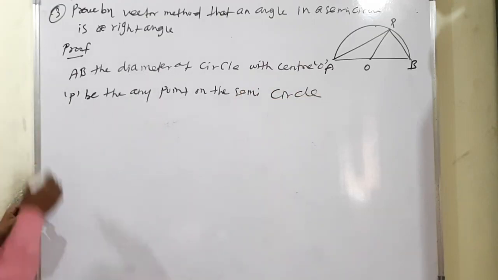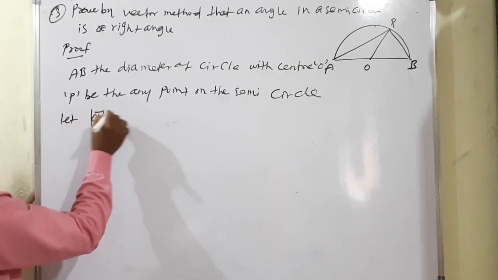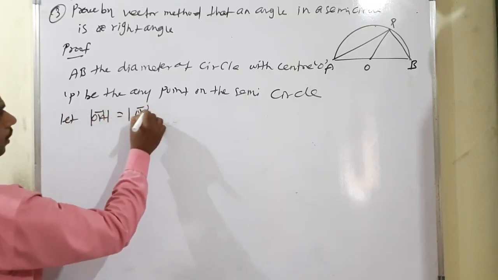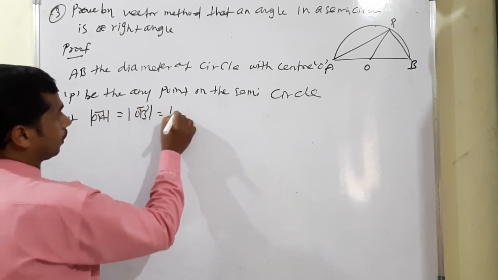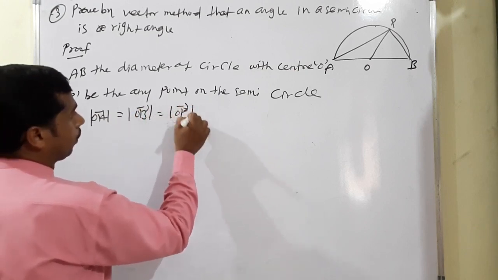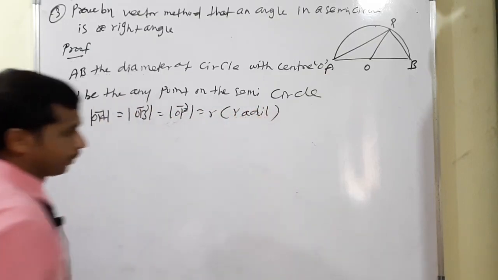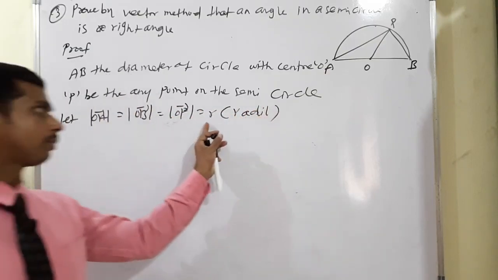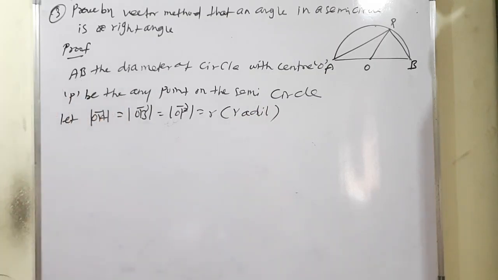Now let modulus of OA is equal to modulus of OB as well as modulus of OP is equal to R, isn't it? R means the radii. Actually radius is considered as R each and every time. That is why I have written the plural of radius. Okay. Now the conditions are also over.